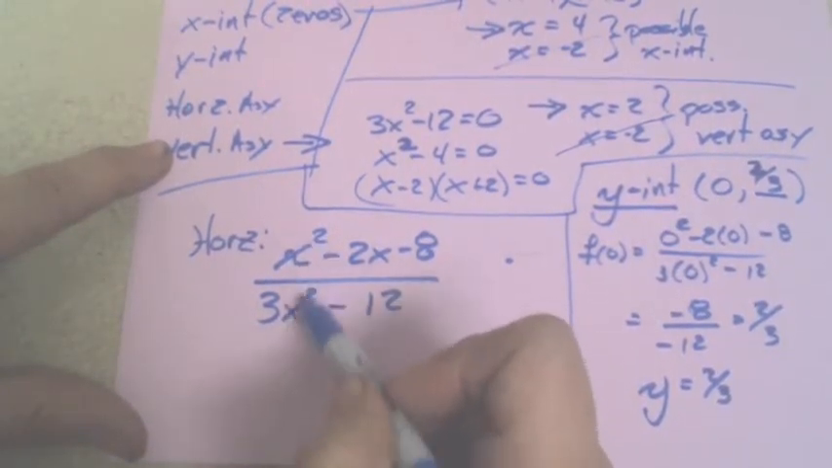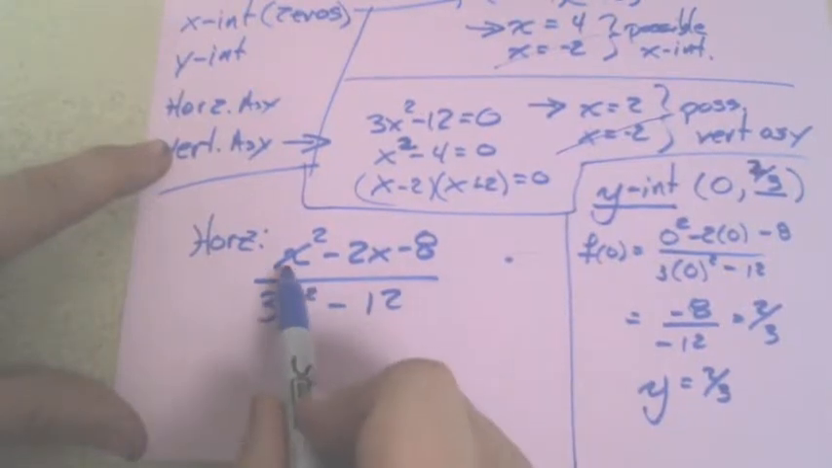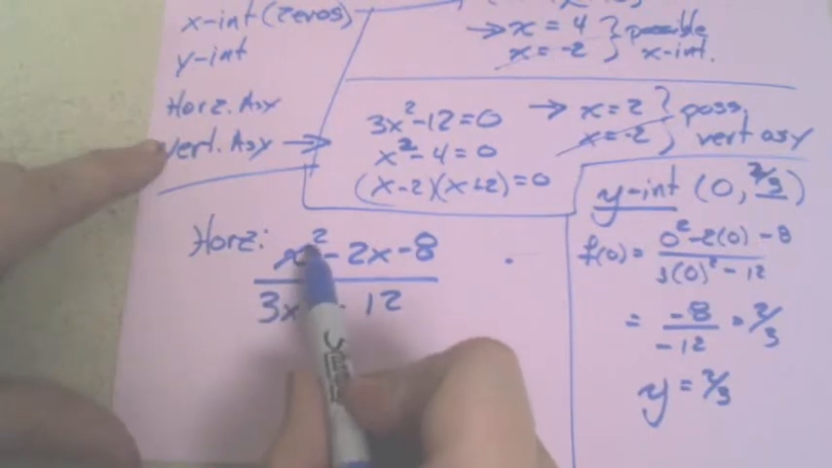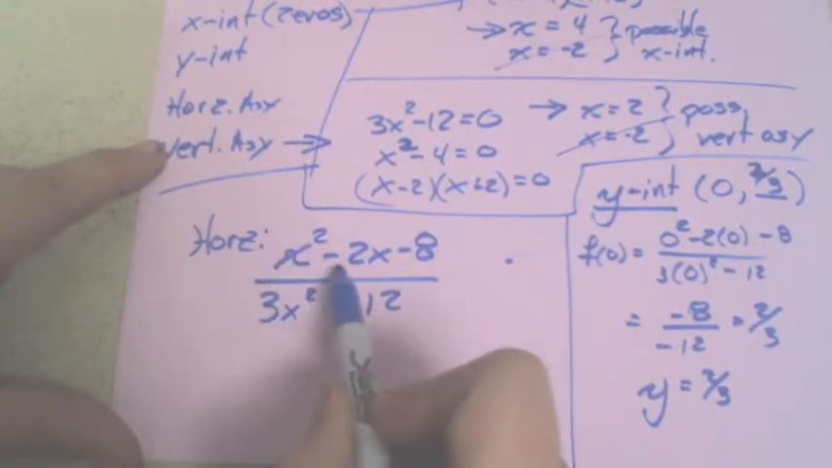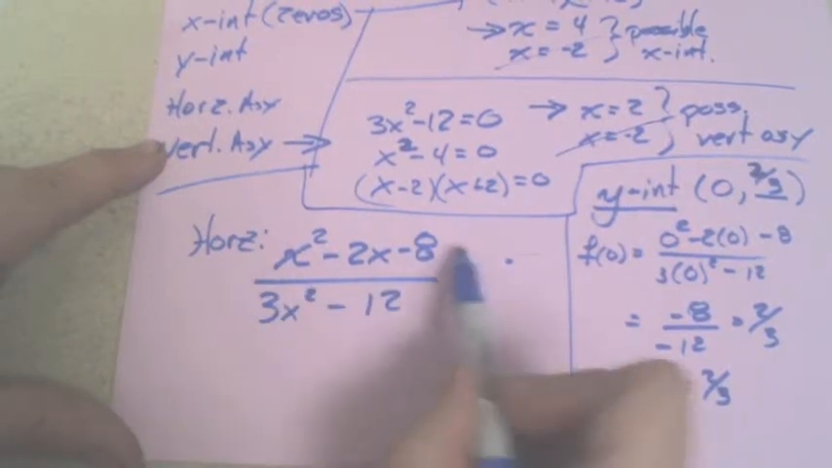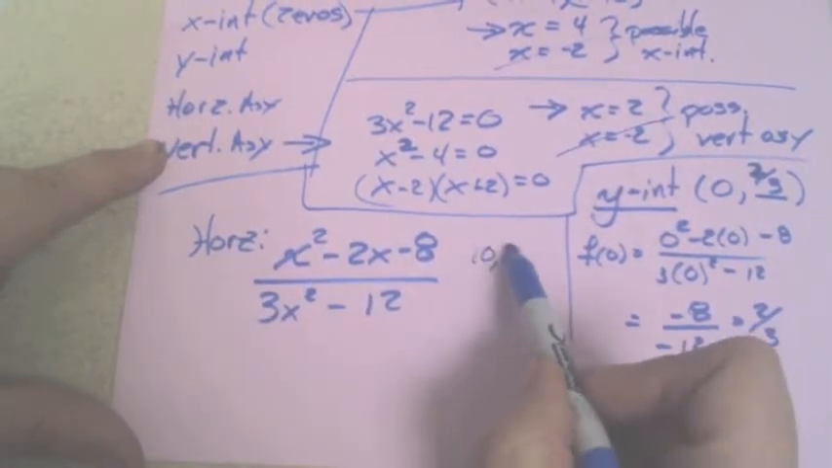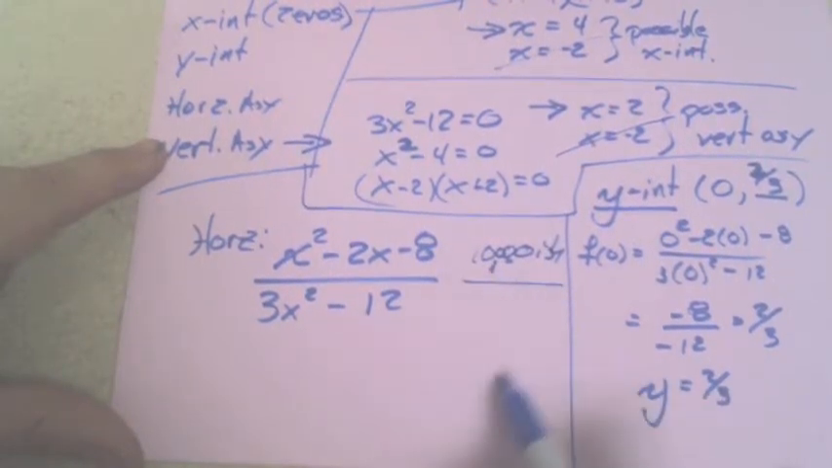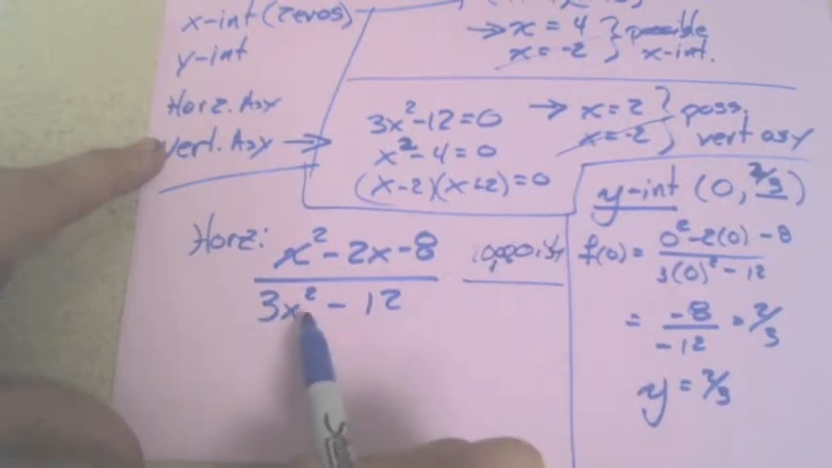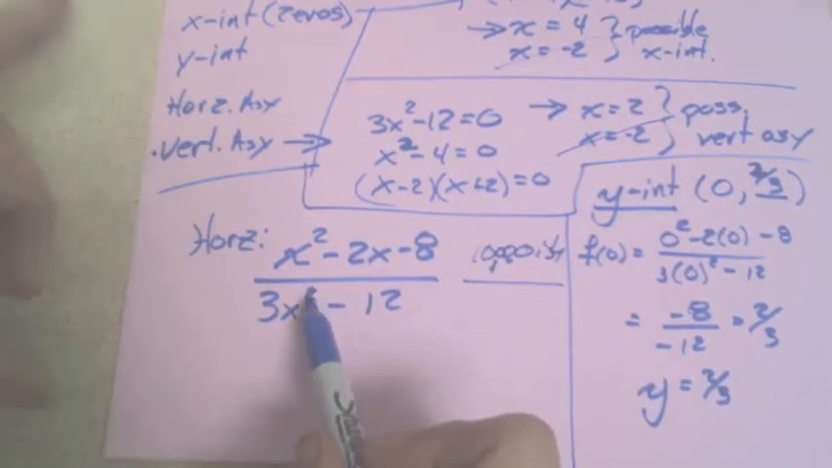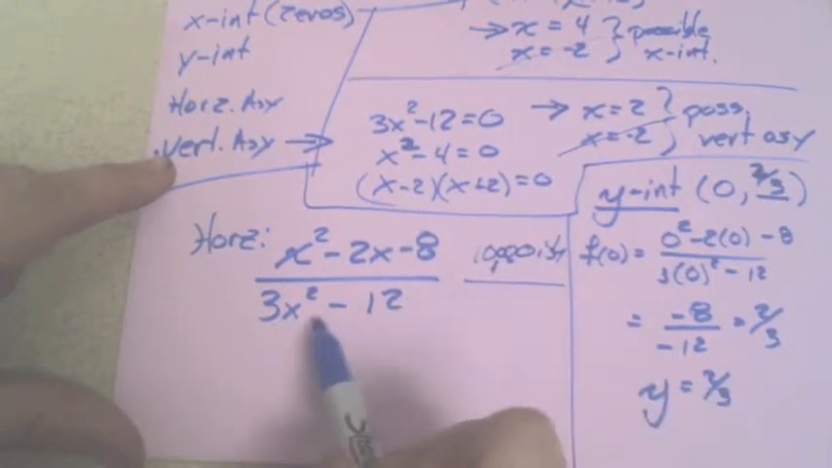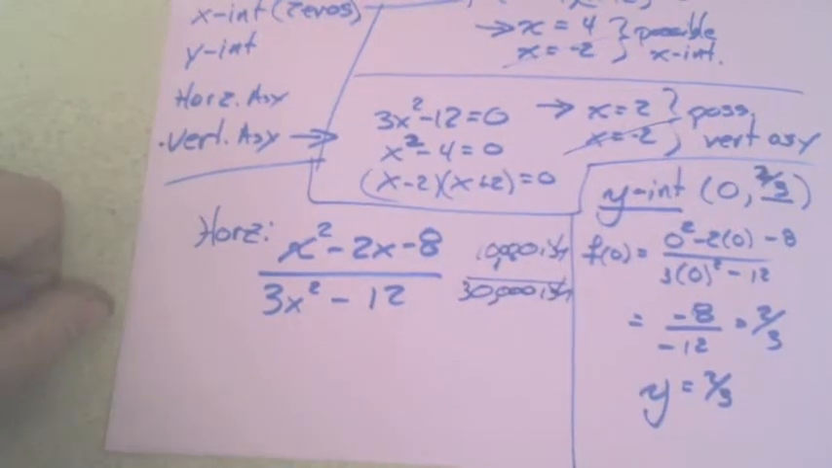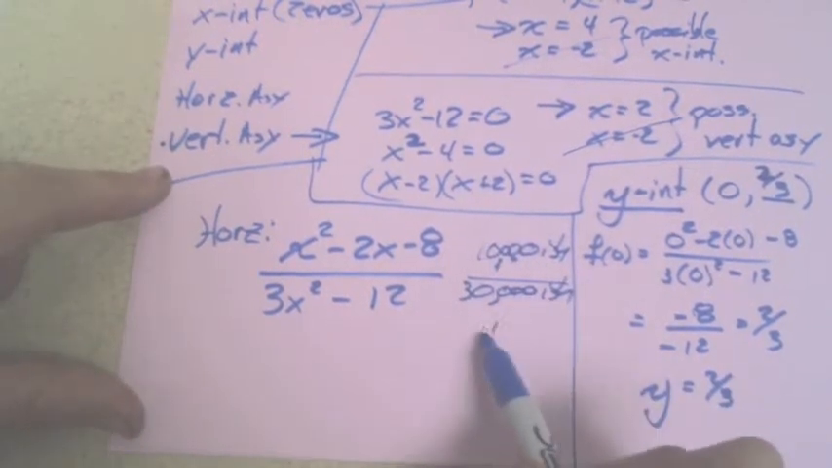They're both degree 2. So if you imagine putting in a large number for x, like even 100, 100 squared is 10,000. 10,000 minus 200 minus 8 is somewhere around 10,000. So that top is going to be 10,000-ish at x equals 100. The denominator is going to be, again, 100 squared is 10,000 times 3 is 30,000 minus 12 is still 30,000-ish. So 10,000-ish over 30,000-ish is about 1/3.